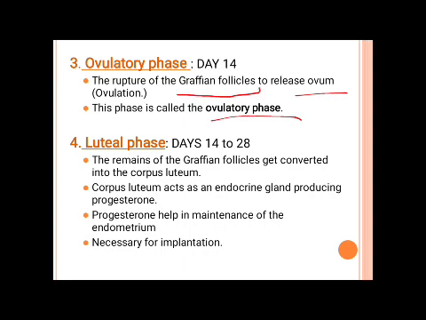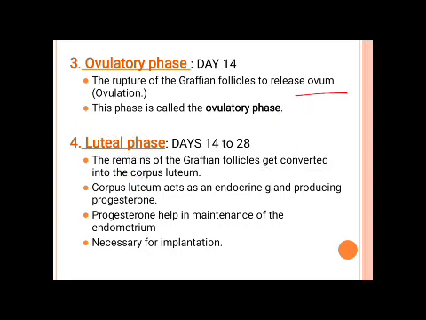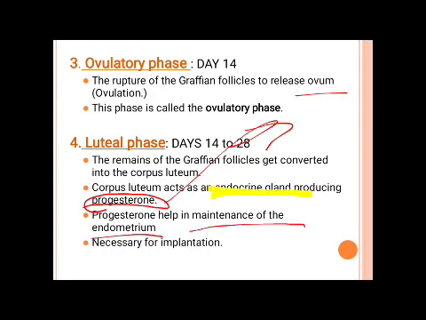Then the luteal phase, days 14 to 28. The remains of the Graafian follicle get converted into the corpus luteum. This is important. The ovum is released from the Graafian follicle, and that ruptured Graafian follicle is converted into the corpus luteum. The corpus luteum acts as an endocrine gland, producing progesterone, which is important. This hormone is also called the pregnancy hormone, and helps in maintenance of the endometrium and is necessary for implantation.